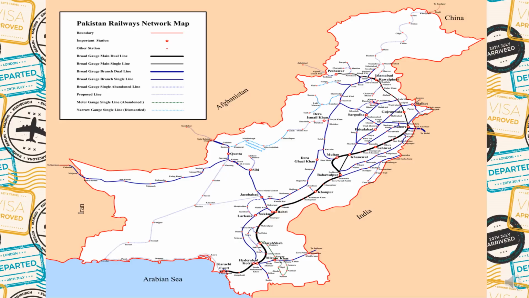Students, this is the map of the Pakistan railway network and as you can see, it is showing the important stations, other stations and many different lines of railway in Pakistan.